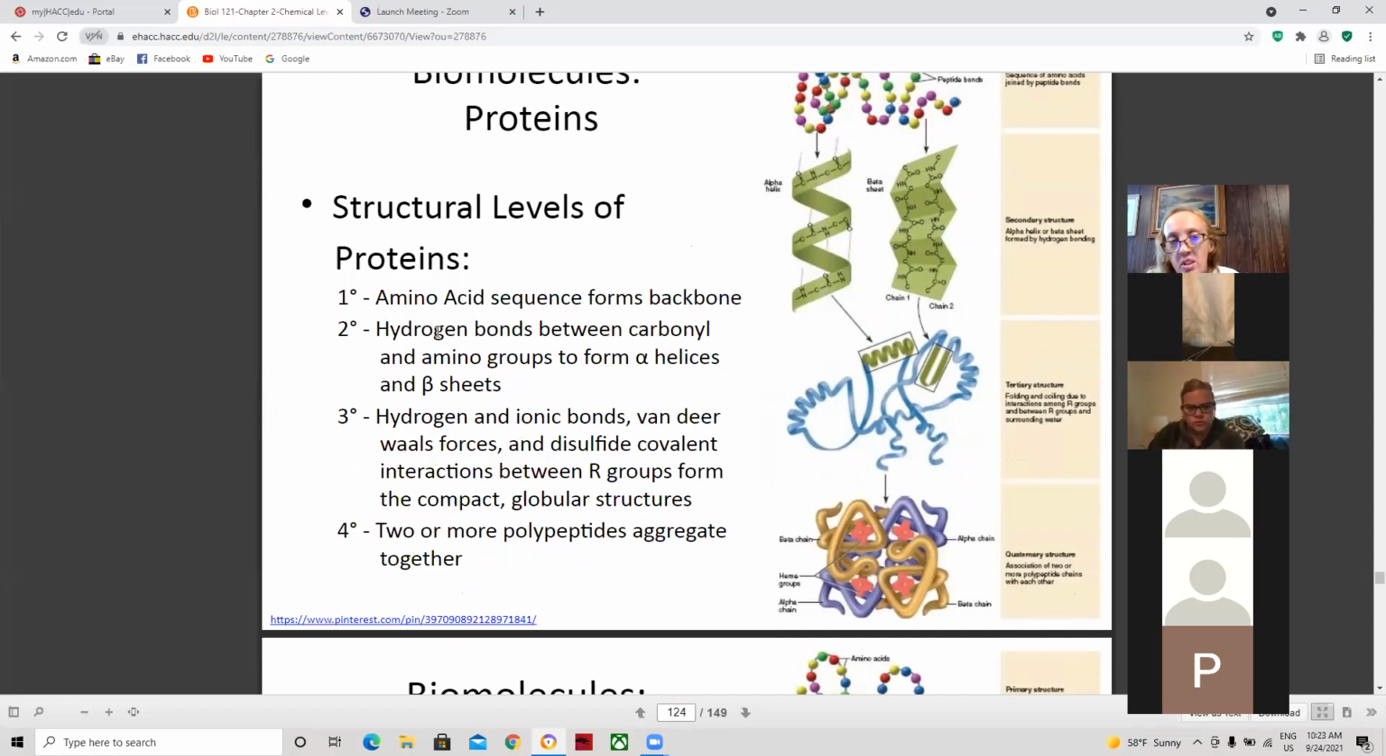With these three levels of structure, this is a hierarchy of structure. Everything from the primary to the tertiary structure is within one polypeptide. All involve one polypeptide or one protein amino acid strand. Quaternary structure is interactions between different polypeptides. For example, hemoglobin is 4 polypeptides interacting.